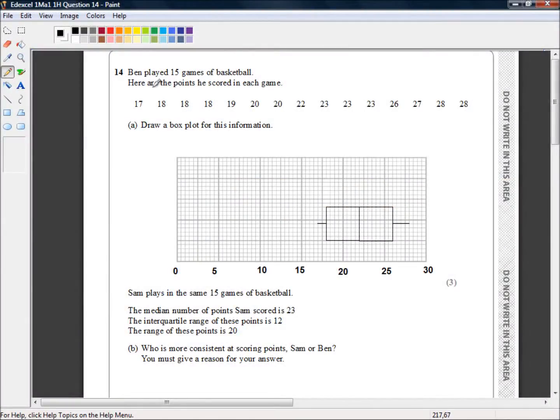These are the ones that go from grades 9 through to grade 1. This is the first paper in the higher tier, entitled 1MA1/1H. It's a non-calculator paper and we're picking up in question 14.